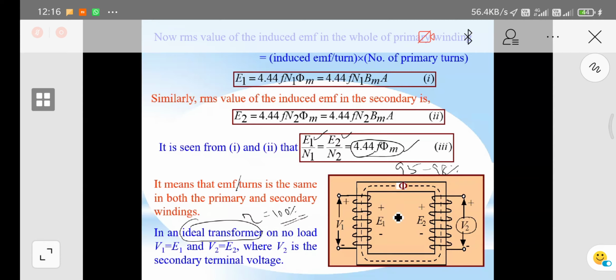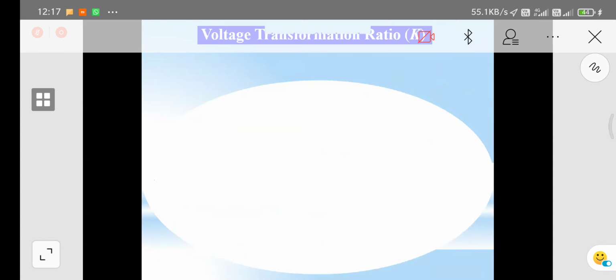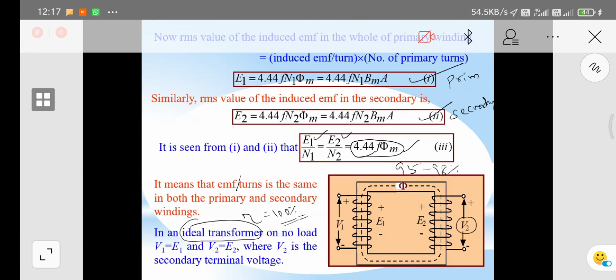Okay. So by the way, have you understood this EMF equation of transformer, dear friends? This is the EMF equation of transformer with respect to primary. This is the EMF equation of transformer with respect to secondary. Have you understood or not, dear students? Please, anyone respond. Okay, thank you Venkat Sai.